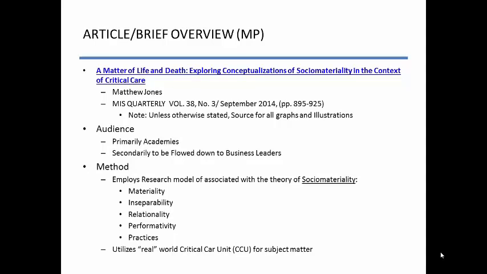The audience is primarily for academia. However, the subject matter is to be flowed down to business leaders. The model associated with this research is the theory of social materiality. The 5 basic tenets, which we will go into later, are materiality, inseparability, relationality, performativity, and practices. Dr. Jones utilizes a real-world critical care unit for the subject matter.